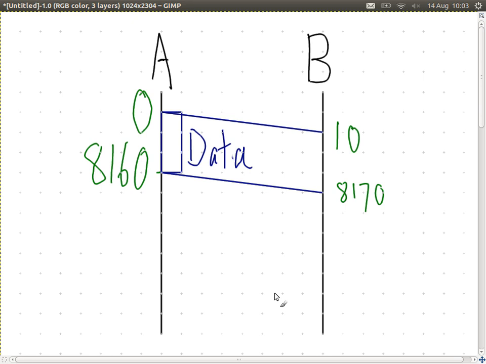So from B's perspective, it starts receiving the frame at time 10, and it's received the frame in its entirety at time 8170. It's received it in full. And we mainly care about when we receive it in full, because only then can we process that data.